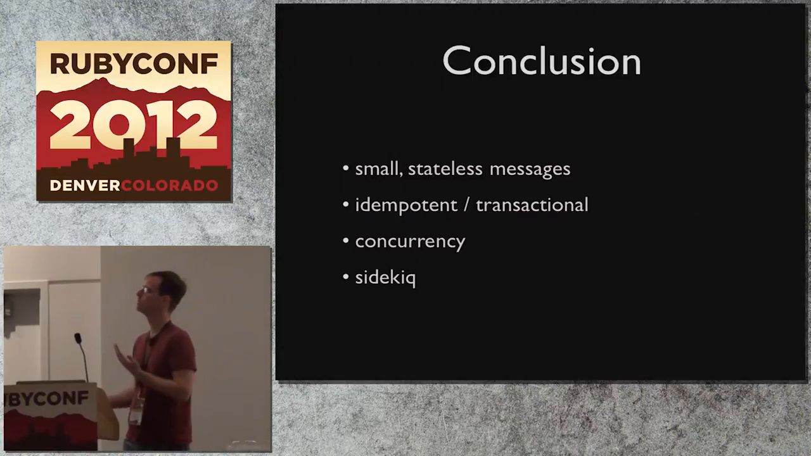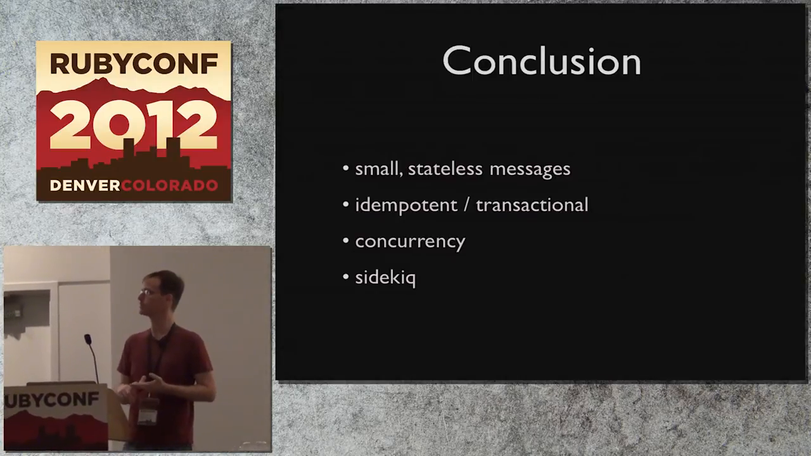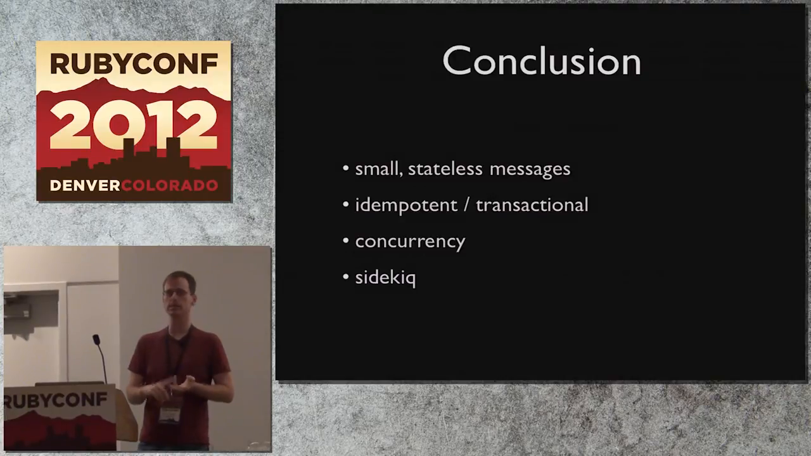So, to wrap up, I gave you those three tips: small stateless messages, idempotent transactional work, and embrace that concurrency. And Sidekick is a different design from, I think, what Ruby has been offering in the past. And I hope more people learn it, understand it, and embrace it.